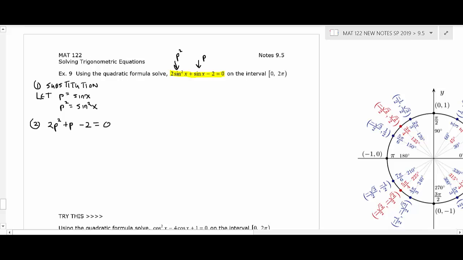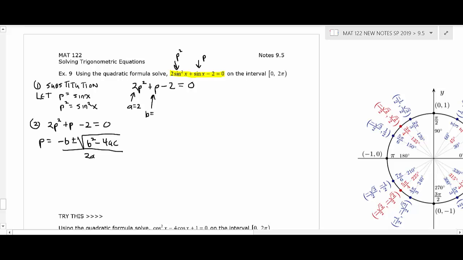Now that doesn't factor, so we're going to go to the quadratic formula. The answer to the quadratic formula would be negative b plus or minus the square root of b squared minus 4ac over 2a. You may need to review that because we haven't done that much in this class yet. So you may want to remember that in a quadratic equation, like the one that we're solving here, that would be a, so a would be 2.